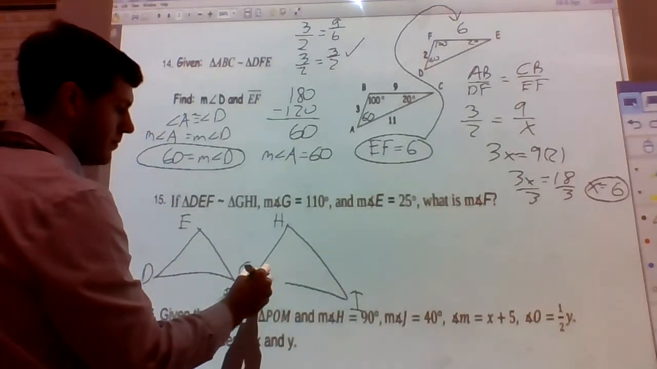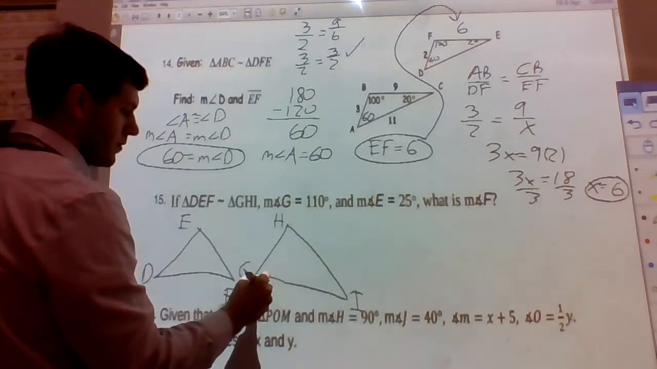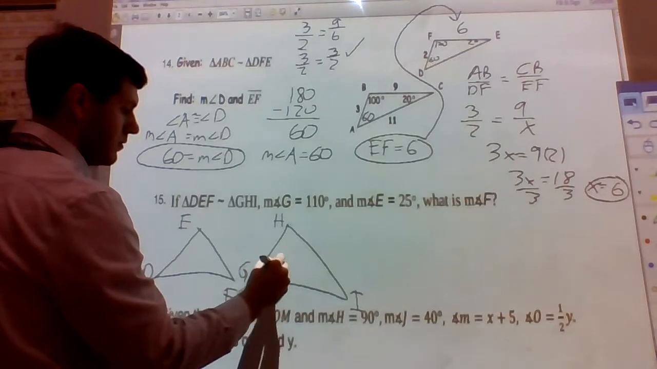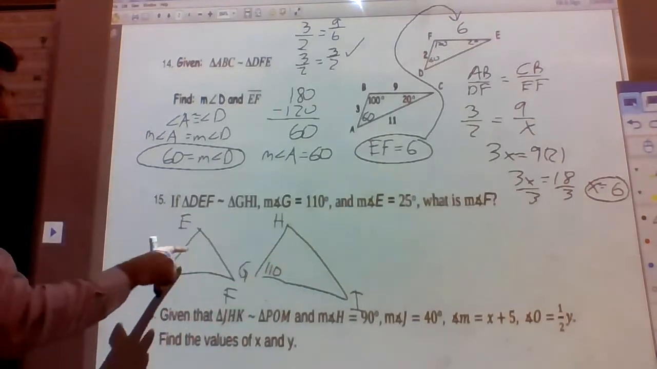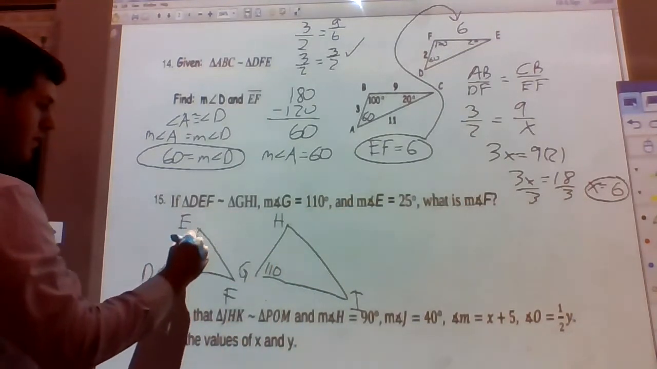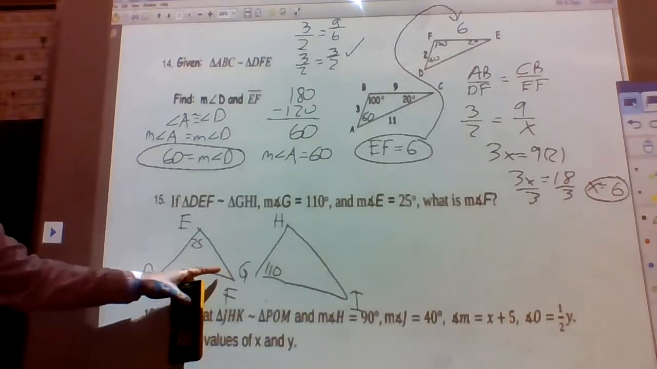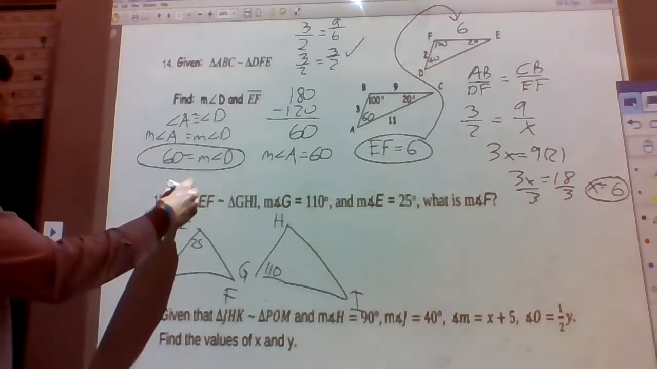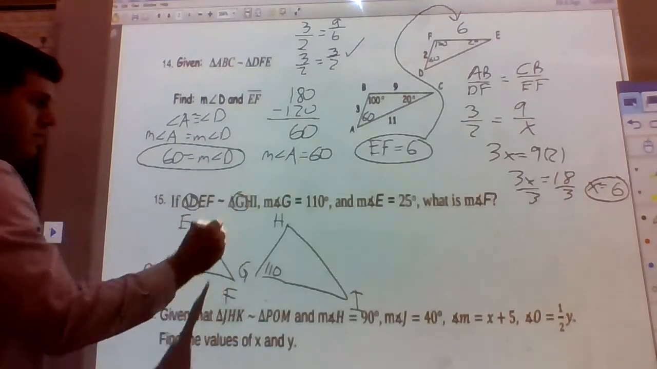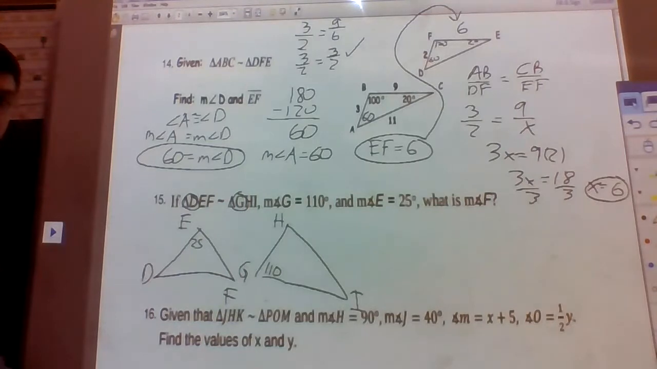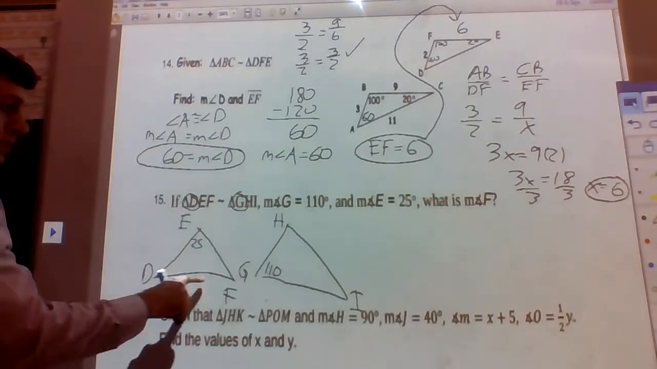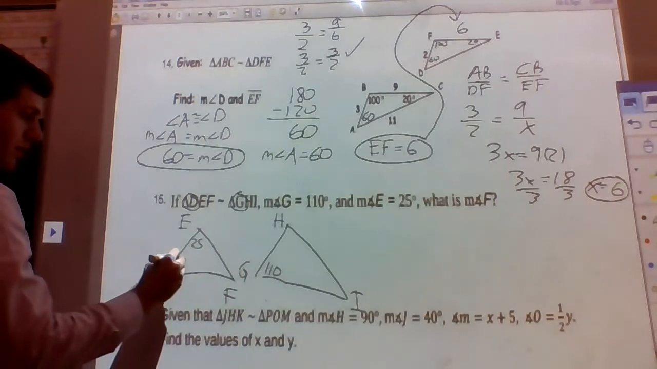Okay, so G is 110. E is 25. What is the measure of angle F? So D and G are corresponding angles. We know in similar triangles, corresponding angles are congruent. So D and G are congruent, so D is going to be 110.